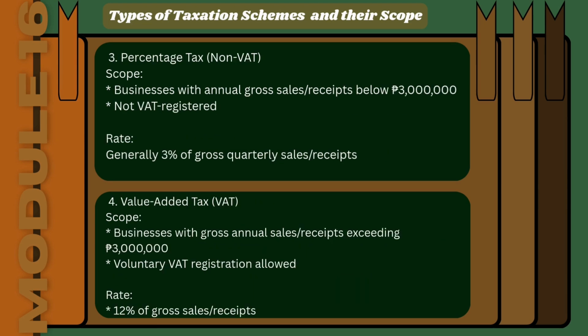3. Percentage tax, non-VAT. Scope: businesses with annual gross sales or receipts below 3 million Cuban pesos, not VAT registered. Rate: generally 3% of gross quarterly sales or receipts. 4. Value-added tax, VAT. Scope: businesses with gross annual sales or receipts exceeding 3 million Cuban pesos. Voluntary VAT registration is allowed. Rate: 12% of gross sales or receipts.